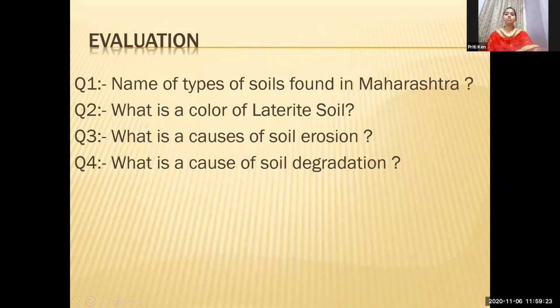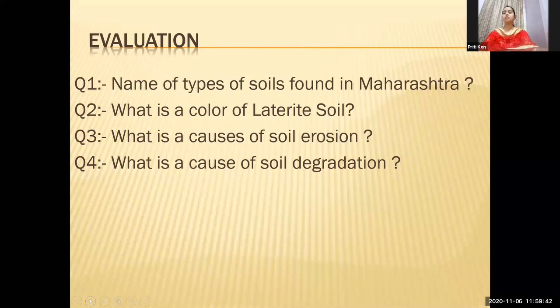Now, evaluation time. First I'll recap the things which we have studied just now. Yes, we have studied the types of soil. We have seen on Maharashtra's map that mainly five types of soils are there in Maharashtra, in different regions. That is coarse soil, regur or black soil, laterite soil, alluvial soil of the coastal region, and yellow brown soil. These were the five types of soil we have seen.